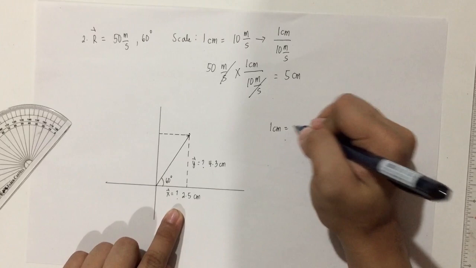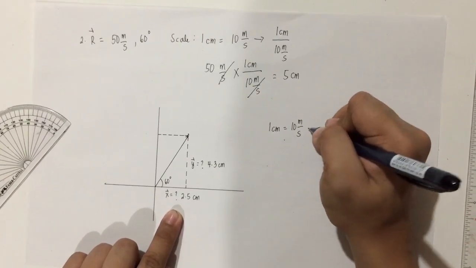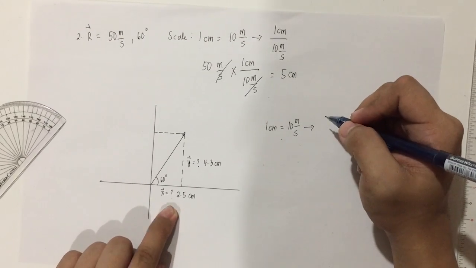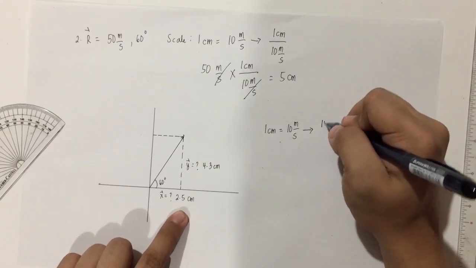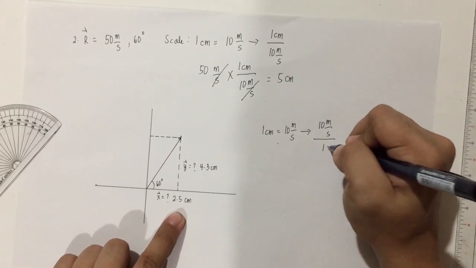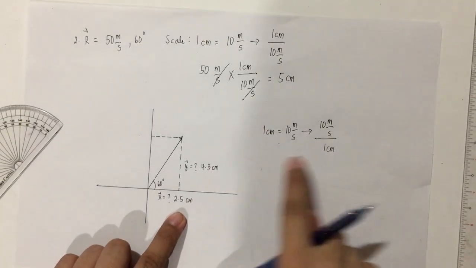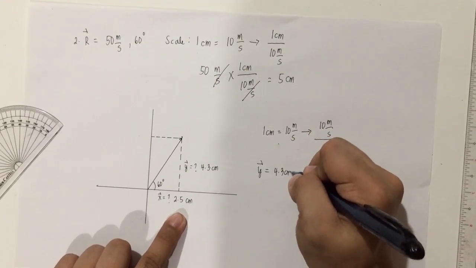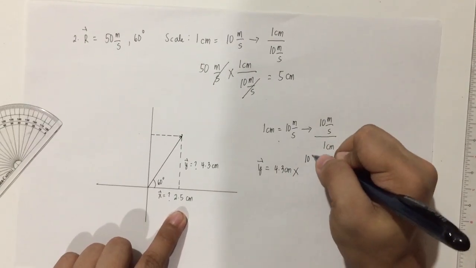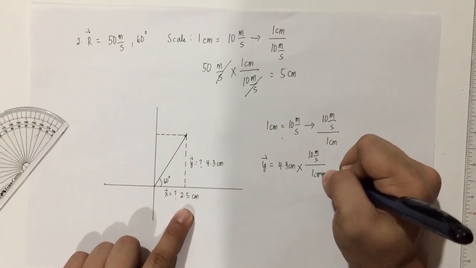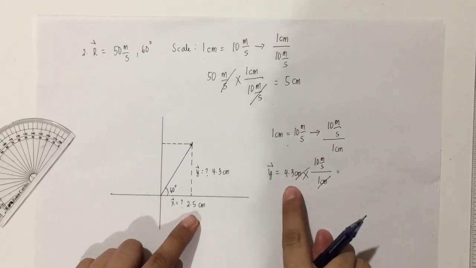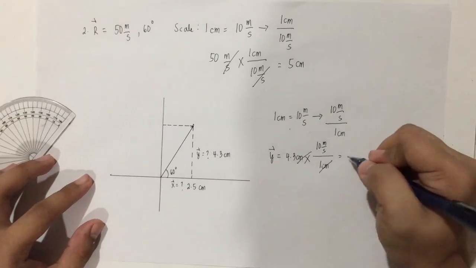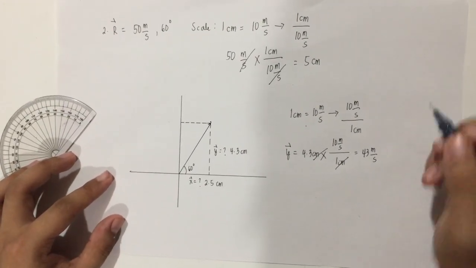So start writing again the scale. 1 centimeter is equal to 10 meter per seconds. Now write it into a fractional form that can be used to really convert those measured value. So 10 meter per seconds over 1 centimeter. So for the Y, we have 4.3 centimeters multiplied to 10 meter per seconds over 1 centimeter. Cancel similar units. So 4.3 multiplied to 10 is 43 meter per seconds.